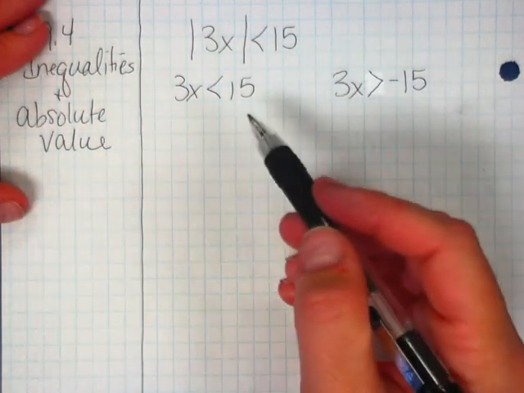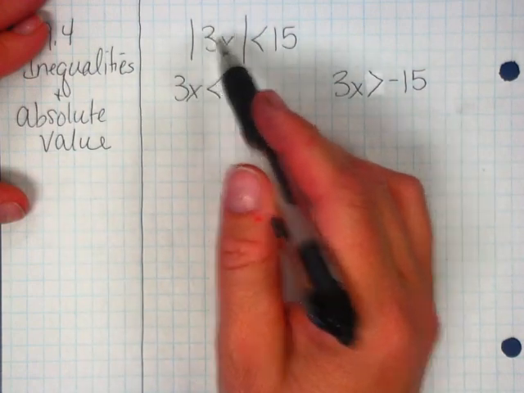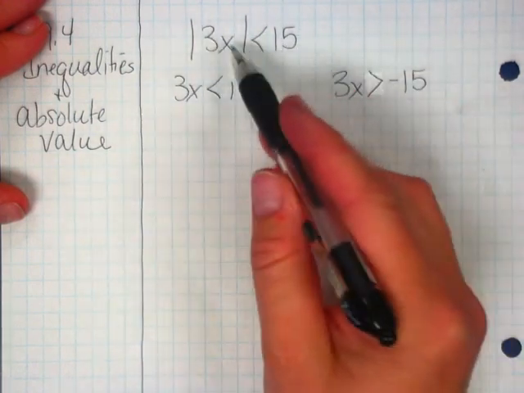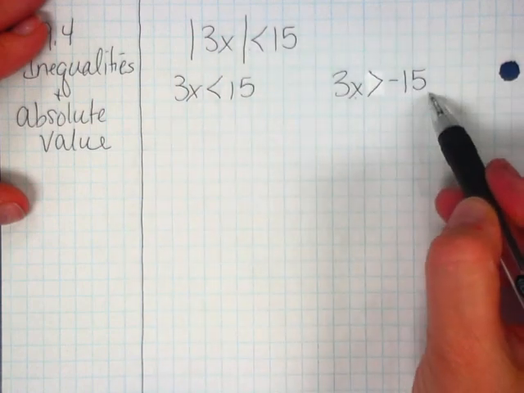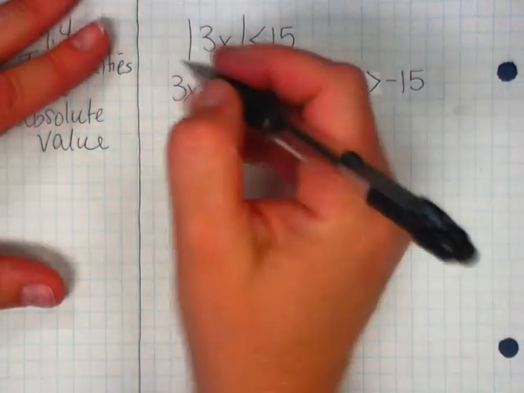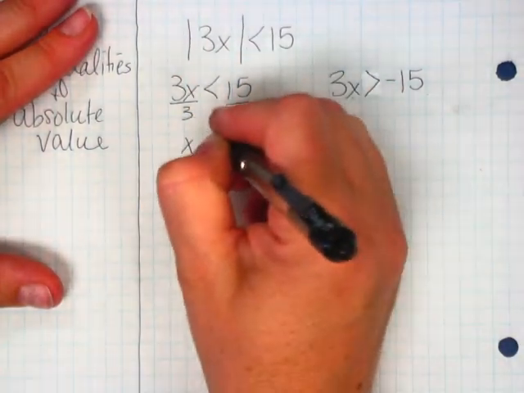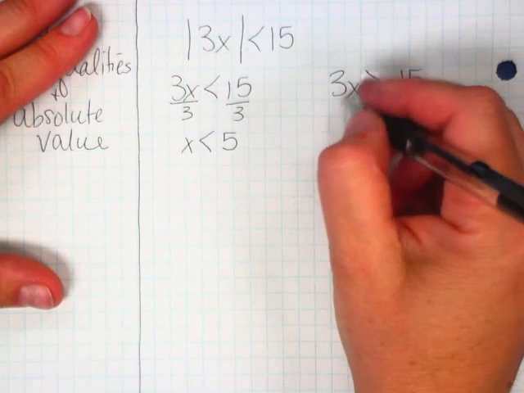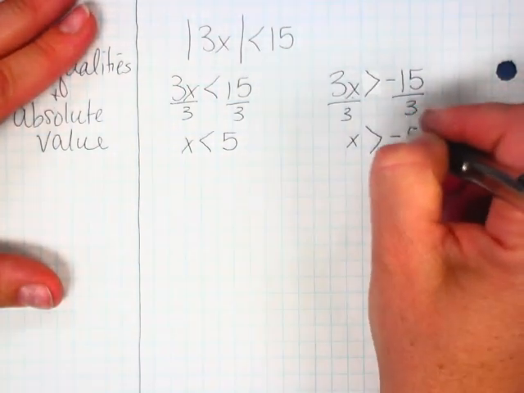So looking back at your notes, remember that we keep it the same and just get rid of the absolute value. And then on this side we keep the 3x the same, but we switch the inequality and we see what happens when it's negative 15. So over here we're going to divide both sides by 3. X is less than 5. And then over here divide both sides by 3. X is greater than negative 5.